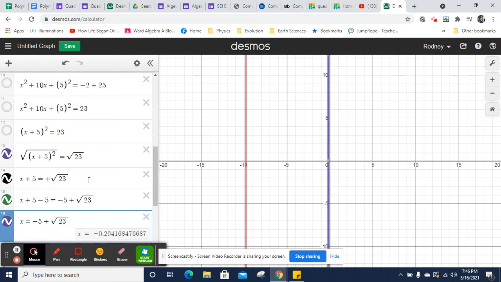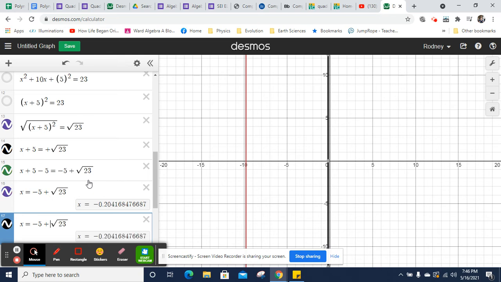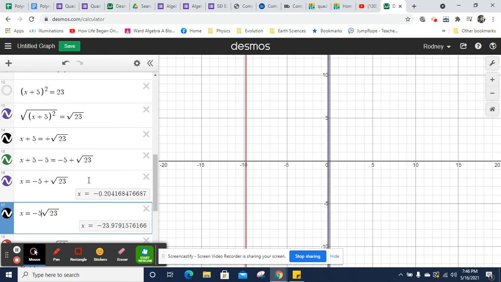And that'll just be x equals negative 5 plus the square root of 23. And since there's a second version that was negative square root of 23, I don't need to actually recalculate it. It's just going to be that. So it's going to be x equals negative 5 plus the square root of 23, and x equals negative 5 minus the square root of 23. And those are the solutions.